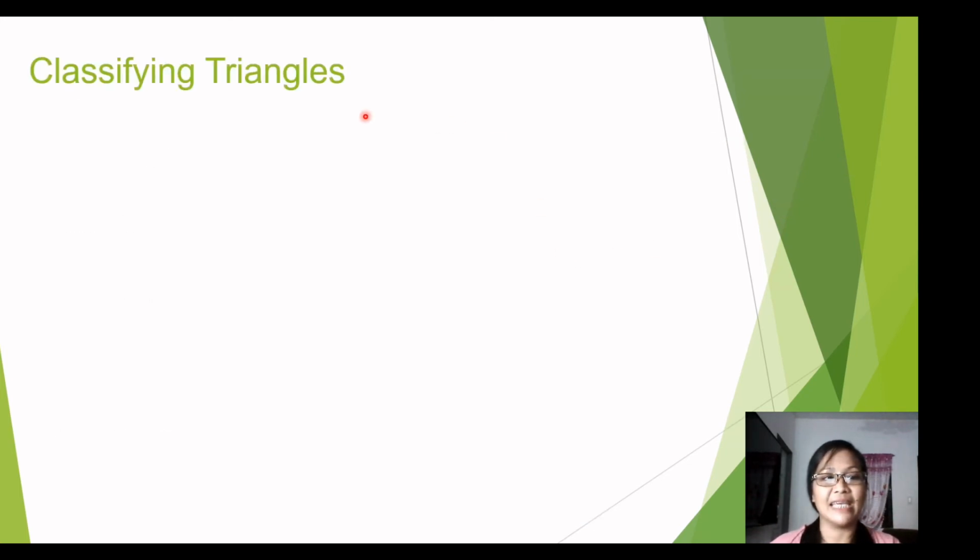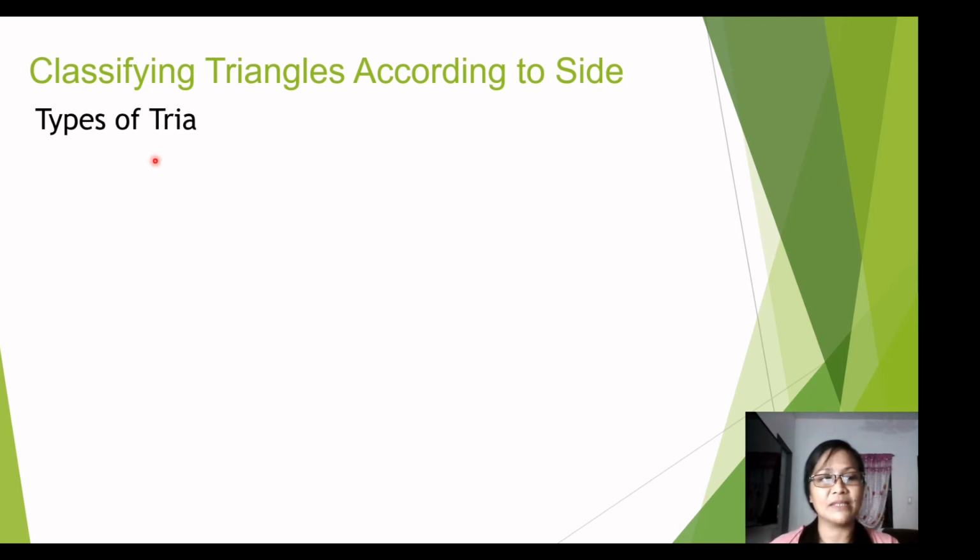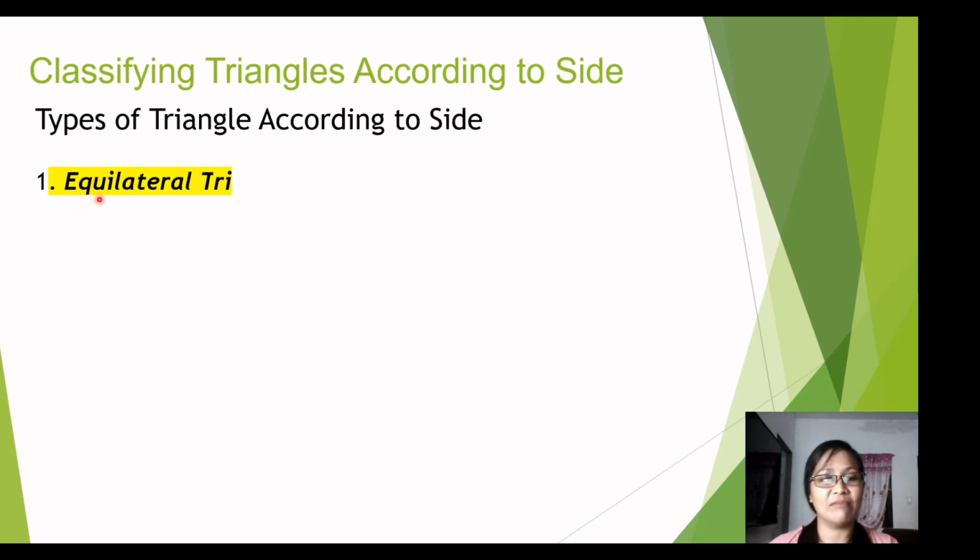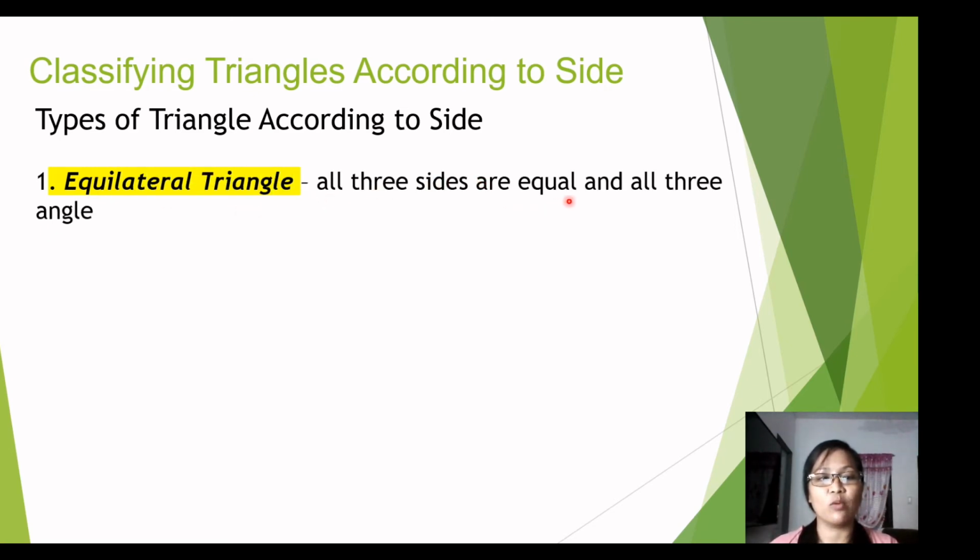Next, classifying triangles according to sides. So what are the types of triangles according to sides? First, we have the equilateral triangle. All three sides are equal and all three angles are 60 degrees.